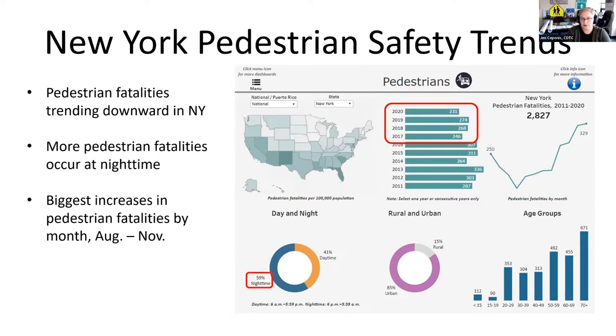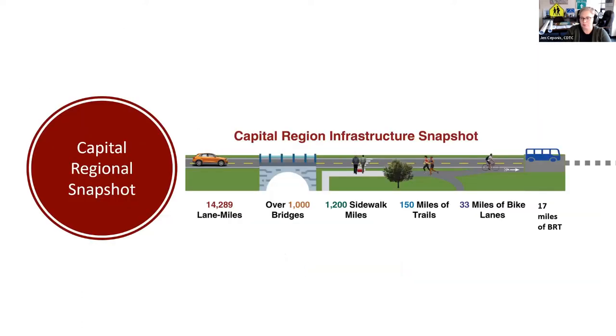Related to some of the things that we're going to talk about today in this webinar, more pedestrian fatalities occur at nighttime. And the biggest increases in pedestrian fatalities, this is in New York State, so statewide, by month are August through November, probably also because that's when it does get darker. So again, going back to lighting as a strategy for improving pedestrian safety.